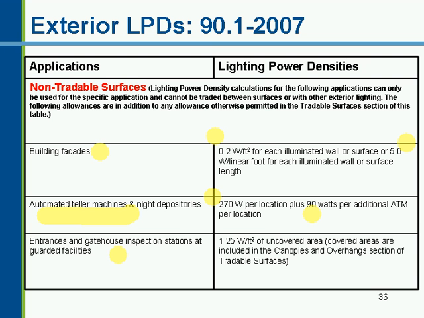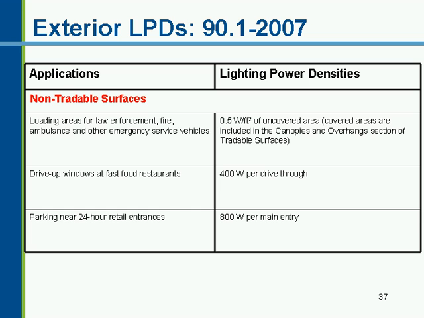Entrances and gatehouse inspection stations at guarded facilities. These are uncovered areas again, 1.25 watts per square foot. If you have a covered area, of course, it's included in the canopy and overhang sections. You need to go there for that. Other non-tradable surfaces. Loading areas for law enforcement, fire, ambulance, etc., 0.5 watts per square foot. Again, this is uncovered area. Covered areas are included in canopies and overhangs.